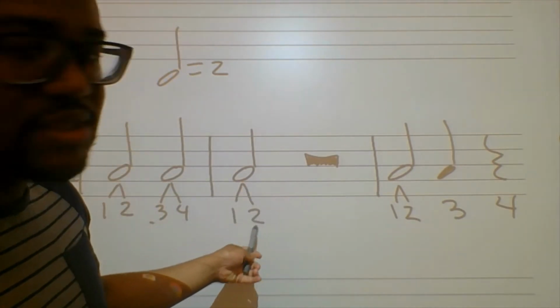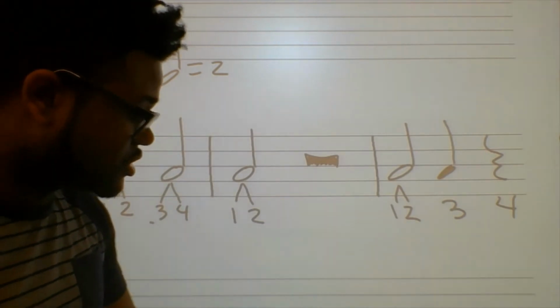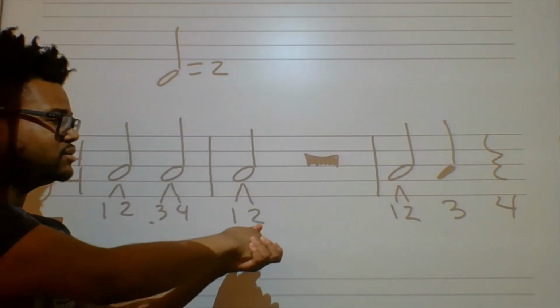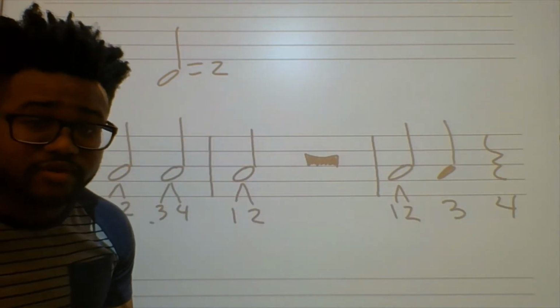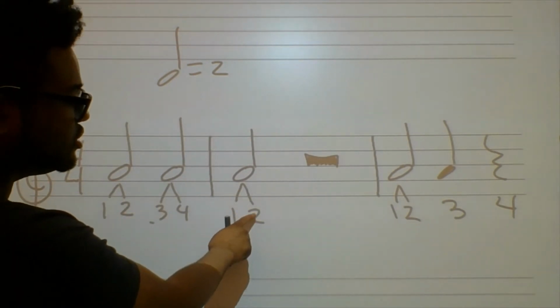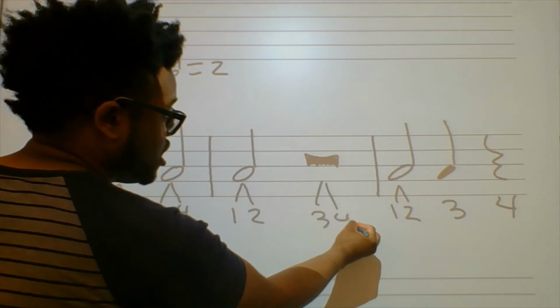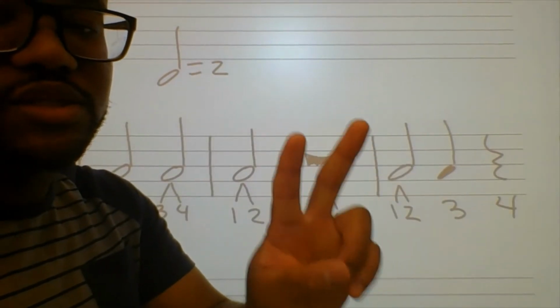Let's do just measure number 2. Let's clap just measure number 2. 1, 2, ready, go. 1, 2, 3, 4. Were you quiet on 3 and 4? You should have been. We see beats numbers 1 and 2 are here. So that means beats 3 and 4 are inside of this half rest because the half rest gets 2 beats.